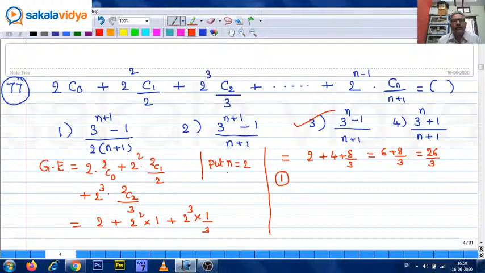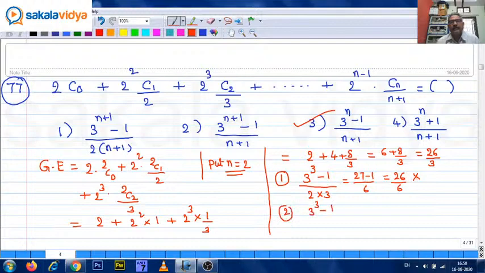Okay, n is equal to how much? 2. 3 cube minus 1 by 2 into 3. 3 cube is 27 minus 1 by 6, 26 by 6, is not equal. Second option, 3 cube minus 1 by 2 plus 1 is 3. So 26 by 3. Third option is 3 square.